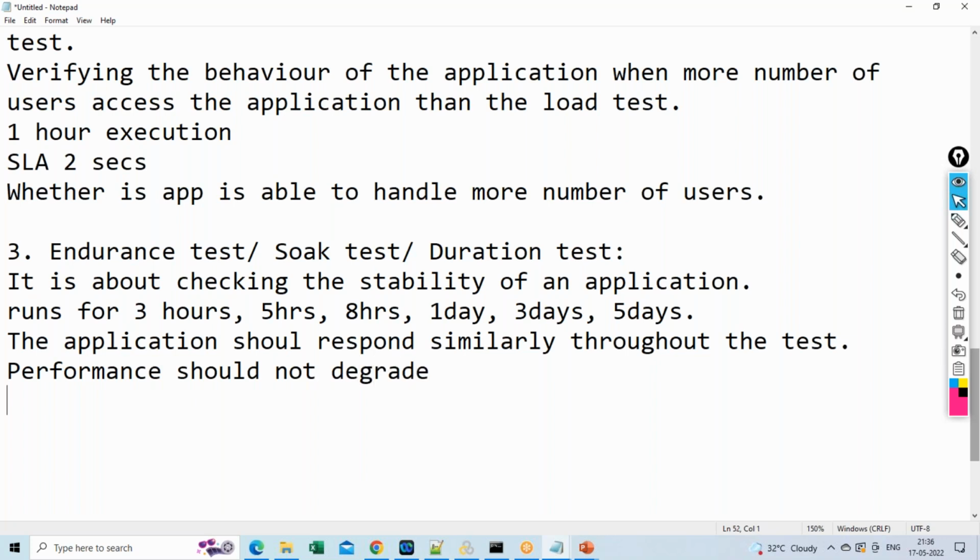So the endurance test will be executed for a minimum of 3 hours. It can go up to 5 hours, 8 hours, 1 day, 3 days, 5 days. The first thing we verify is that the performance should not degrade. The second thing is one more important point here: there is a chance of something called a memory leak. What is a memory leak, when it happens, how it happens, and what the reasons are, we will discuss later. But one more reason we go for an endurance test is to find out if there is a memory leak or not.